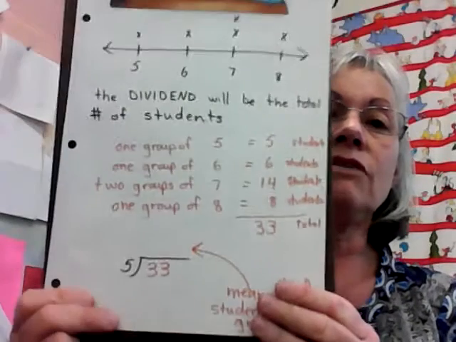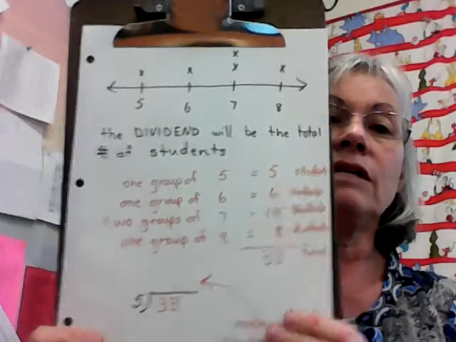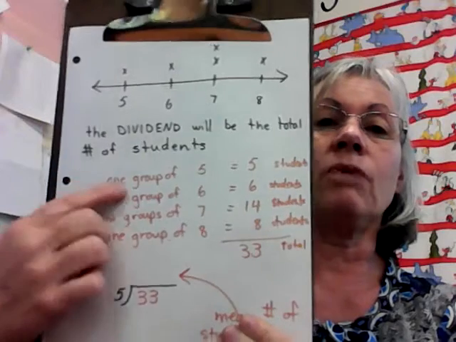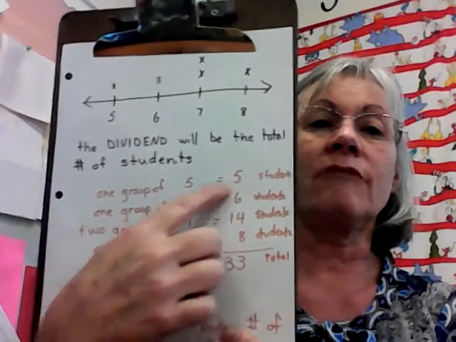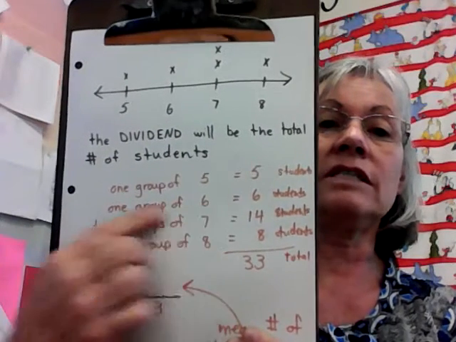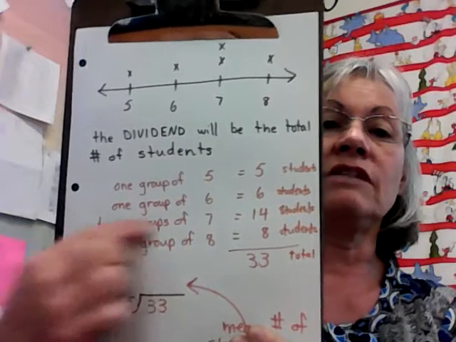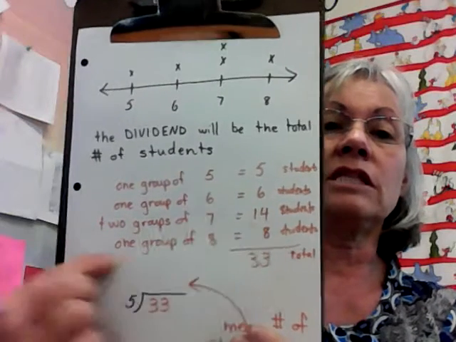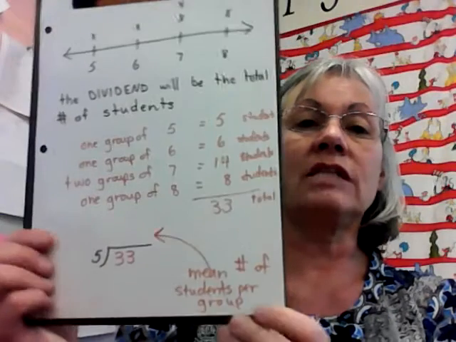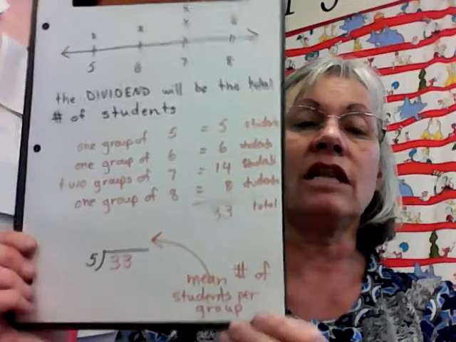Once we get ready to find the mean, we need to know the dividend of this division problem. We have to find all the students in the class, count how many children there are in the whole class combined. And I've done that this way from my line plot. I say that there is one group of 5 students, that makes 5. We have one group of 6, that makes 6 students. There are 2 groups of 7, which equals 14 students, and there's one group of 8. Added together, that totals that the sum, or the total number of students in the class is 33.